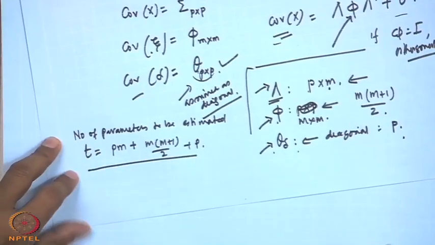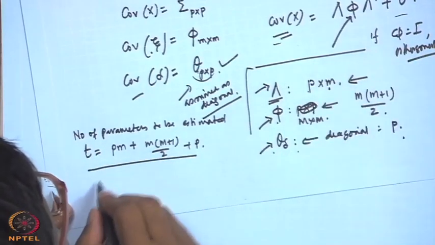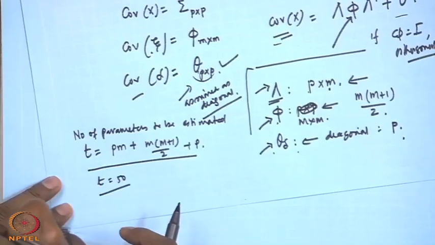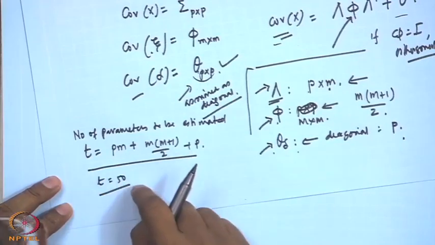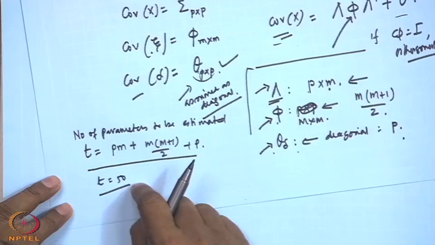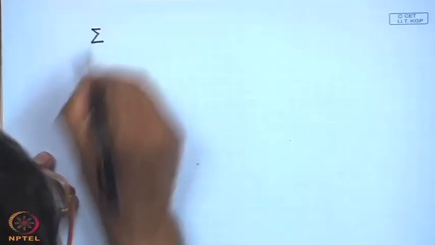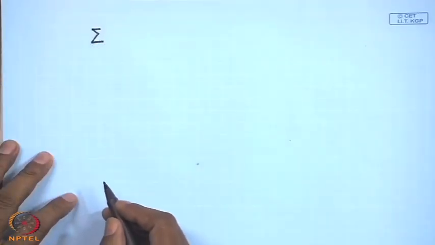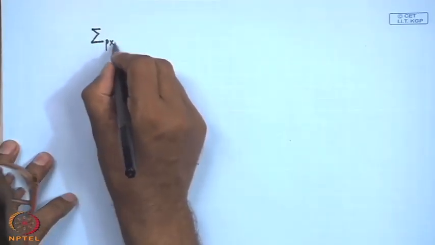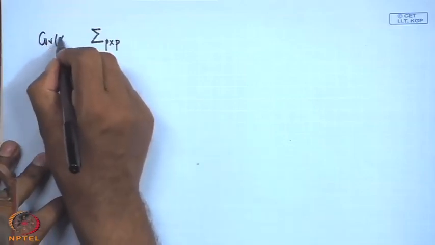Now, what do you require to know? Suppose p equals 50. If you require to estimate 50 parameters, you require at least 50 simultaneous equations. So, what information do we have in the case of confirmatory factor analysis? We have only one piece of information, that is capital sigma, the variance covariance matrix of x.